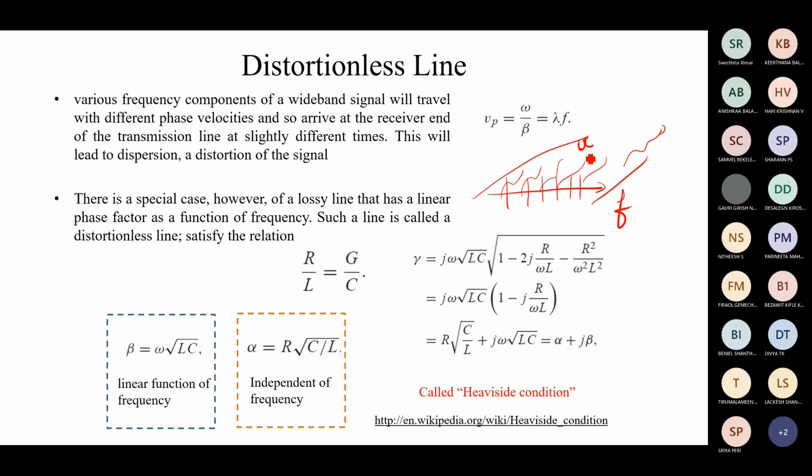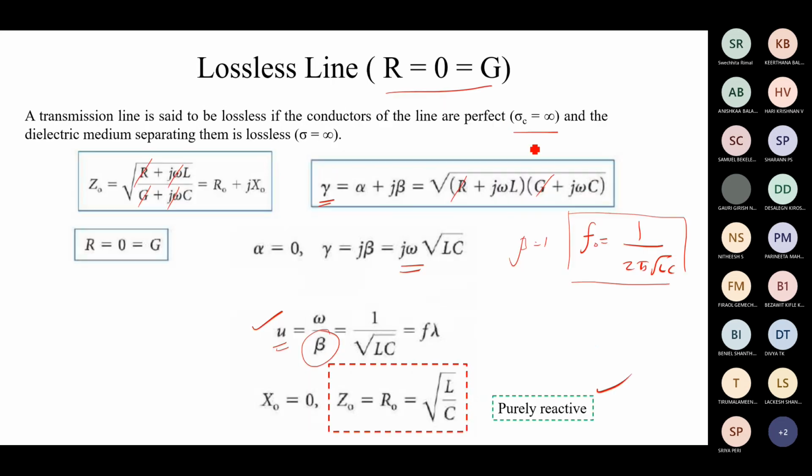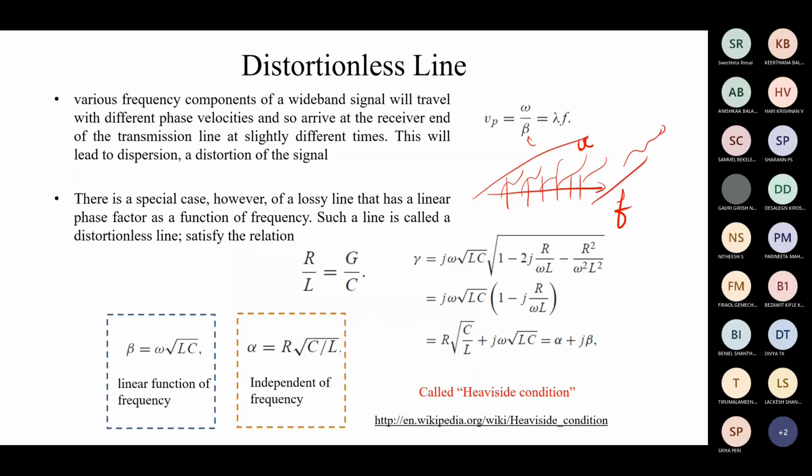So if the phase velocity is going to be the same, and it completely depends on beta, and beta again highly depends on the frequency, then when the frequency keeps on changing, the beta will change and the phase velocity will be different. So each and every frequency component will travel at a different phase velocity.